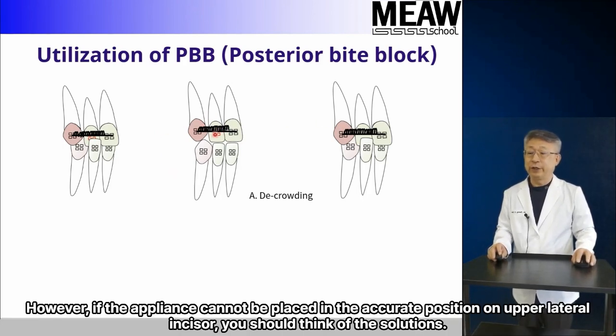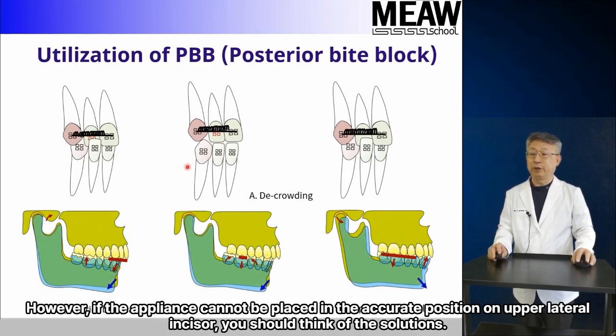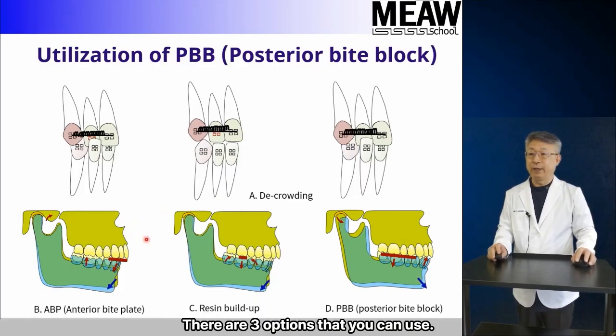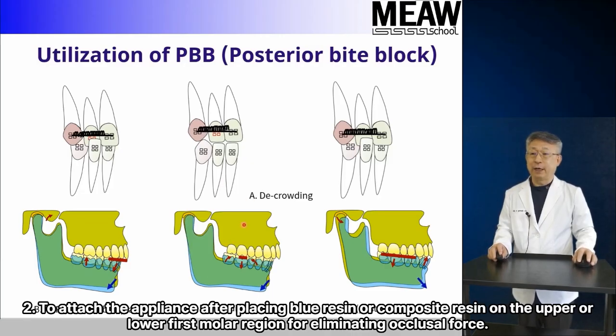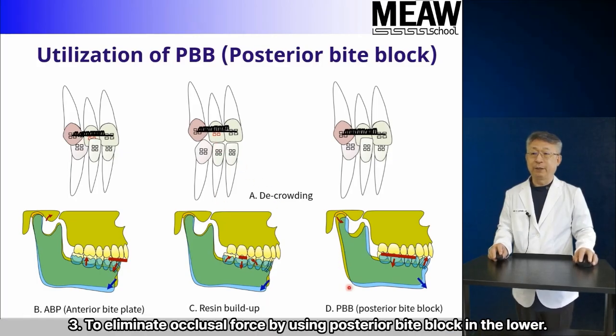However, if the appliance cannot be placed in the accurate position on the upper lateral incisor, you should think of solutions. There are 3 options that you can use. 1. To use an anterior bite plate. 2. To attach the appliance after placing blue resin or composite resin on the upper or lower first molar region for eliminating occlusal force. 3. To eliminate occlusal force by using a posterior bite block in the lower.